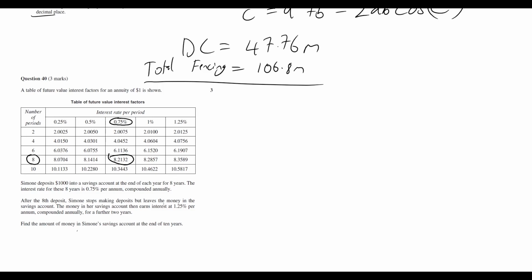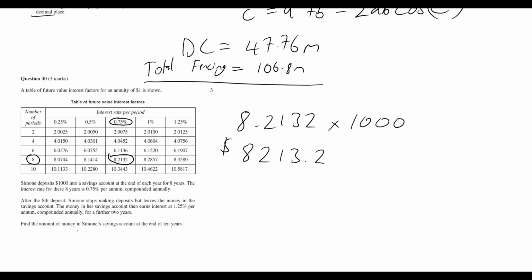Okay, so for the first 8 years, she had an interest rate of 0.75%. Okay, so we know we have that number there. So let's quickly write that out and see what does that mean. Well, if we had put $1 for 8 years at that interest rate, it would turn out to be 8.2132, right? But now we've put in $1,000. So what we need to do is simply times that by 1,000. And so we get a value of $8,213.2 after the 8 years.